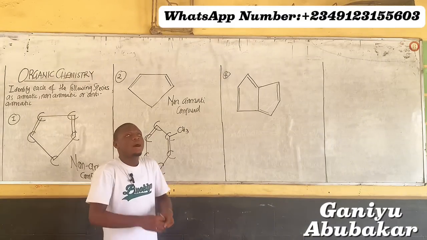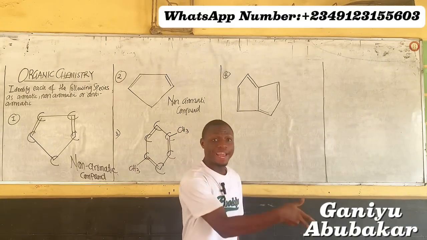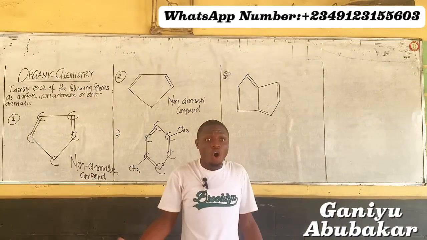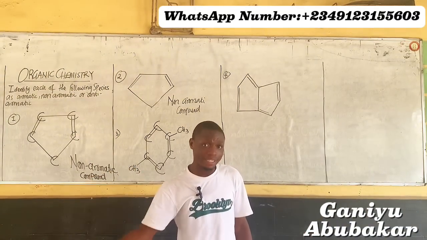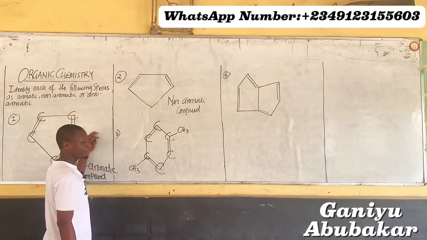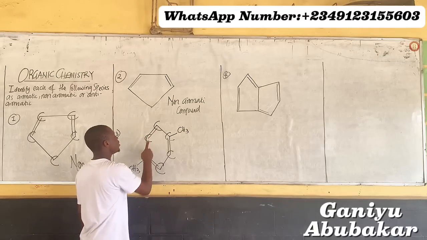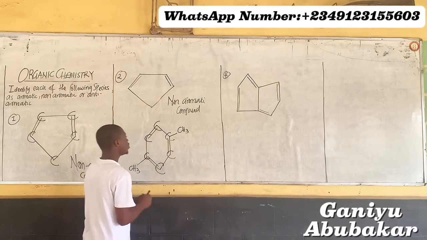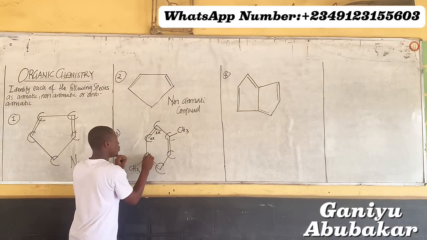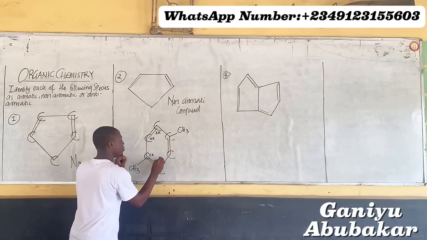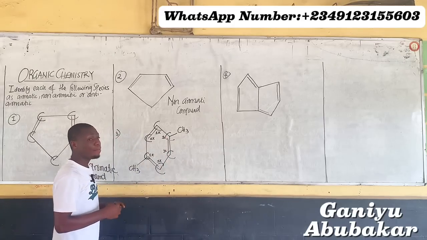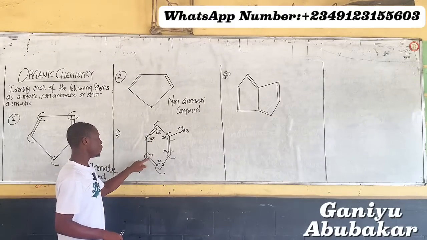Rule 3 says it must contain 4n plus 2 pi electrons. That's for aromatic, or 4n, that's for anti-aromatic. Please, let's first count the number of pi bonds here. We said for every double bond there's 1 pi bond. So here I have 1 pi bond, 1 pi bond, 1 pi bond, 1 pi bond, 1 pi bond, and 1 pi bond. How many pi bonds in general? 1, 2, 3, 4, 5, 6.